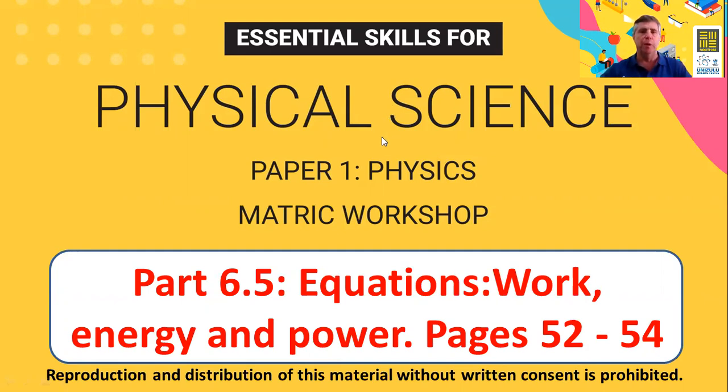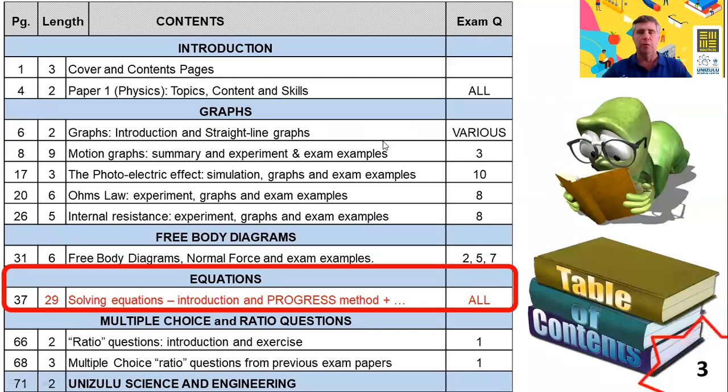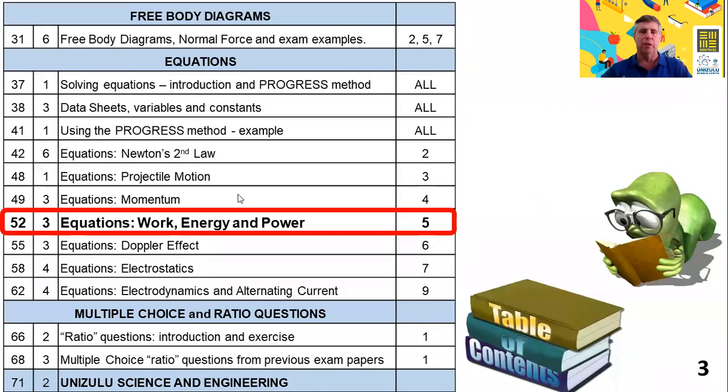Just before you turn to page 52, as always, we're going to start on page 3, your contents page. So if you can turn there and just see where this section is located. Remember, we're looking at essential skills. We've looked at graphs, free body diagrams, equations. We will look at multiple choice. And within the equation section, we're zooming in on the equations on work, energy, and power. Now, this is always question 5 in your final exam, and it's just 3 pages from pages 52 to 54.